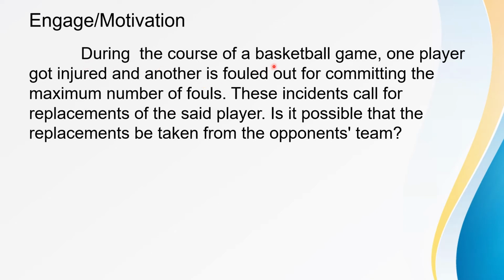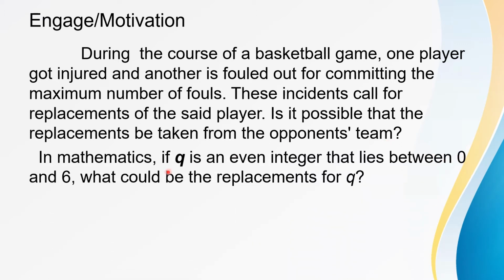During the course of the basketball game, one player got injured and another fouled out for committing the maximum number of fouls. These antecedents call for a replacement of the said player. Is it possible that the replacements be taken from the opponent's team? Kalaban? Now, in mathematics, if q is an even integer that lies between 0 and 6, what could be the replacements for q?